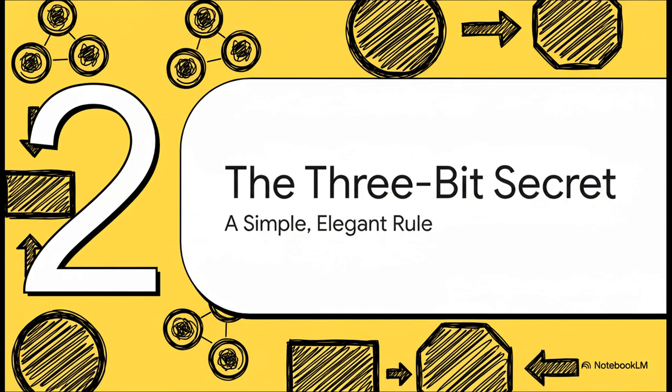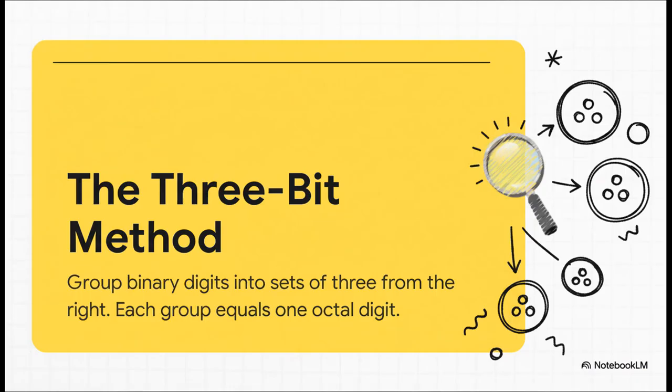And that brings us to the core of this whole thing. It's not some complicated algorithm. It's actually a really simple, kind of elegant rule. I like to call it the 3-bit secret. Okay, here it is. This is the key to everything. You just take your binary number, and starting from the right, you chop it up into little groups of 3. That's it, I'm serious. Each of those 3-digit chunks translates directly to one single digit in octal. We're basically turning one giant and scary problem into a few tiny easy ones.